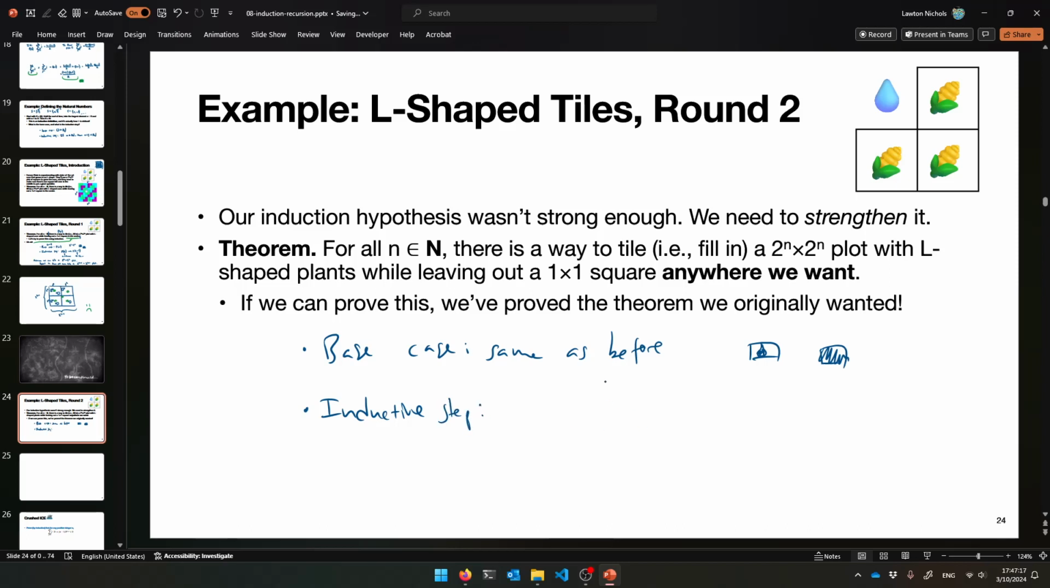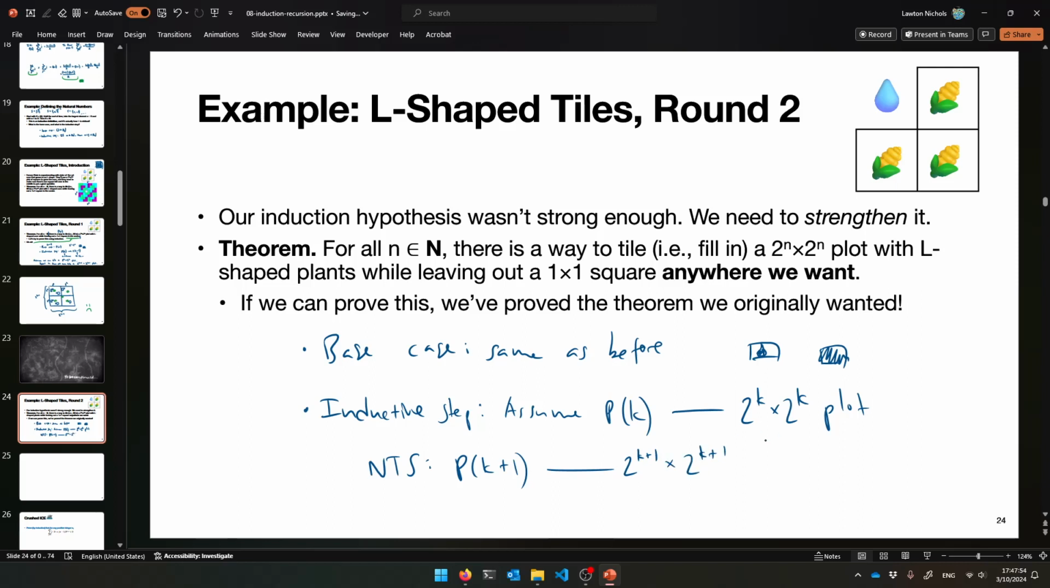Inductive step. So again, we assume our predicate is true for some k, and that's going to tell us how to fill a 2^k by 2^k plot when we can leave out a sprinkler anywhere we want. And then what we need to show is P(k+1), which is that we need to figure out how to fill a 2^(k+1) by 2^(k+1) plot with our fancy corn and put a sprinkler anywhere we want again. So that's the secret. Let's figure this out.